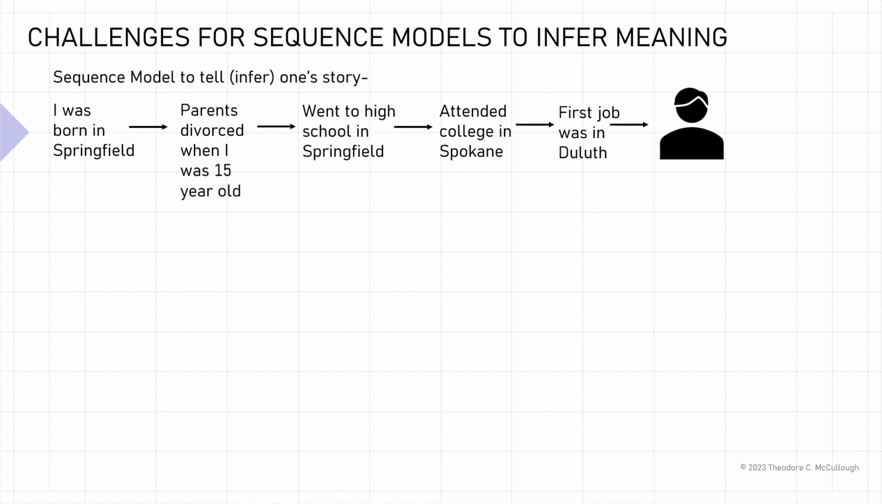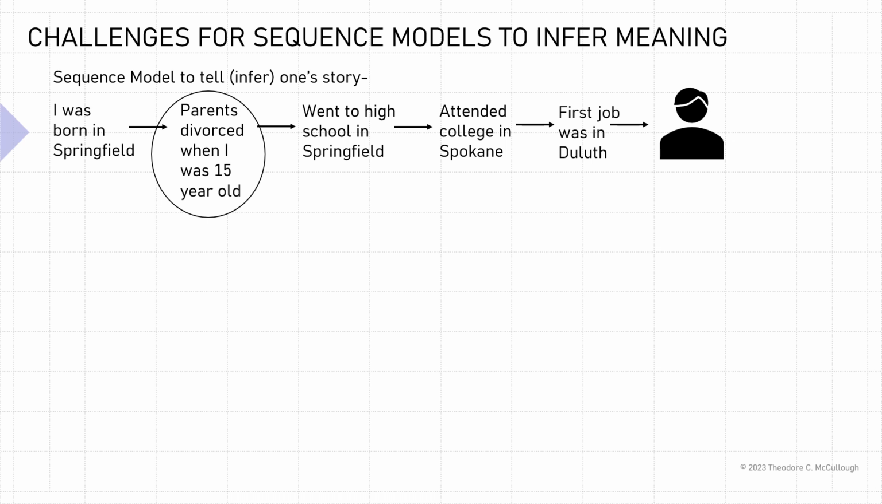Now, what are some challenges for sequence models used in inferring meaning? Well, if we take the previously provided sequence, namely that one was born in Springfield, the parents divorced when they were 15, etc., one of the challenges with this approach is that certain points in the sequence can have an outsized impact on defining who one is, or the end result to be inferred.